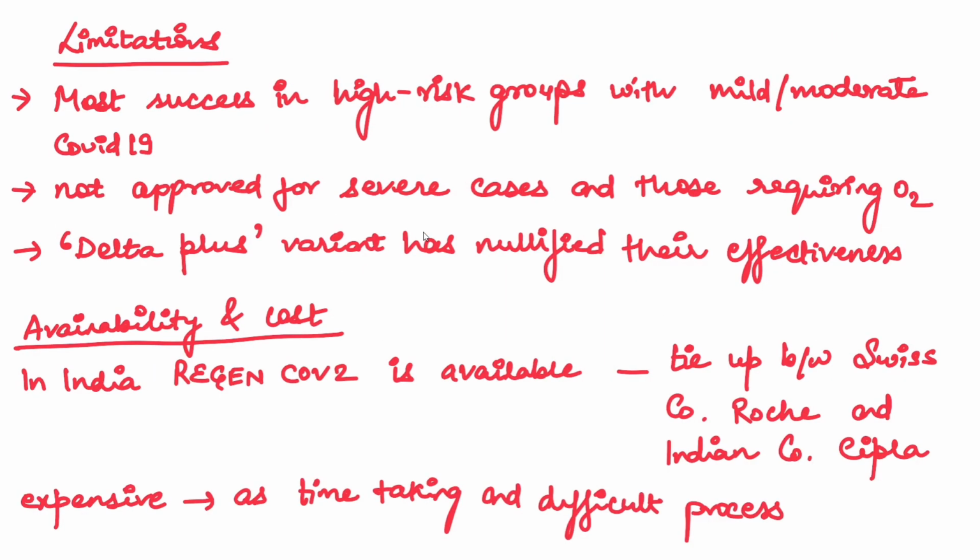There are certain limitations cited by scientists about monoclonal antibodies. They are mostly successful in high-risk groups with mild to moderate COVID-19. They are not approved for severe cases and cases where the patient requires oxygen. The Delta Plus variant has nullified the effectiveness of monoclonal antibodies.